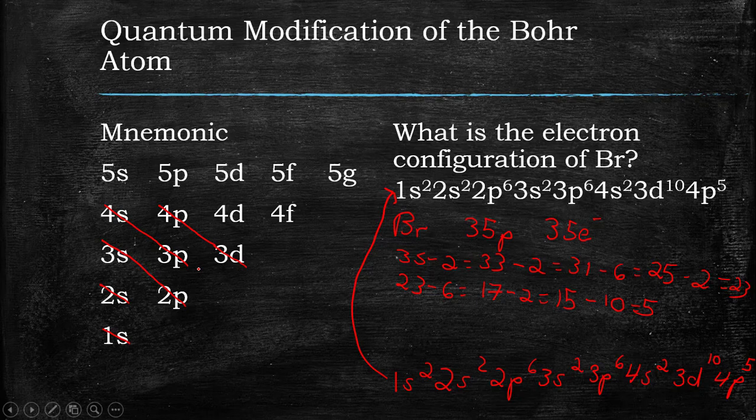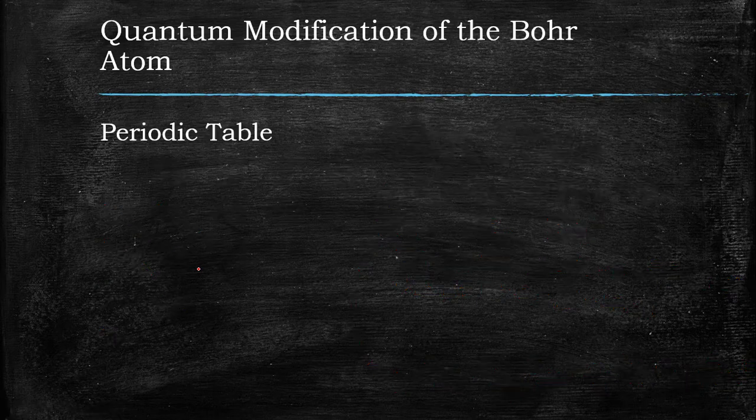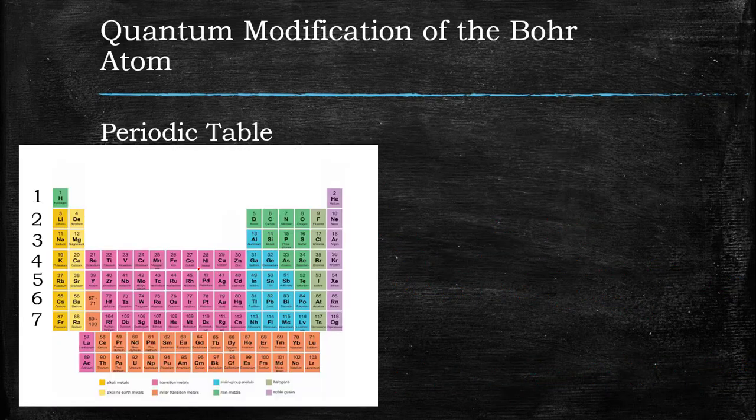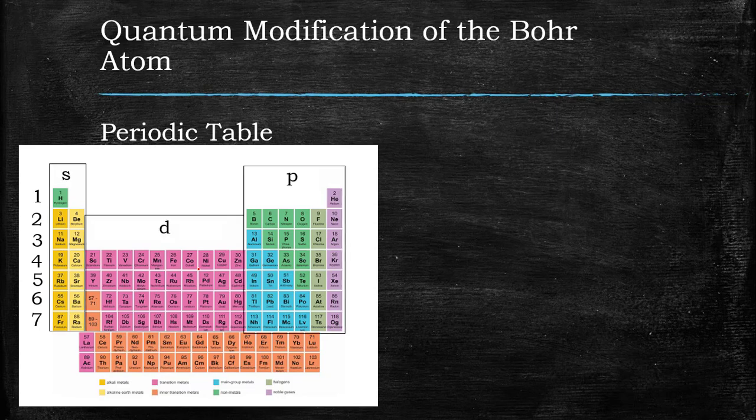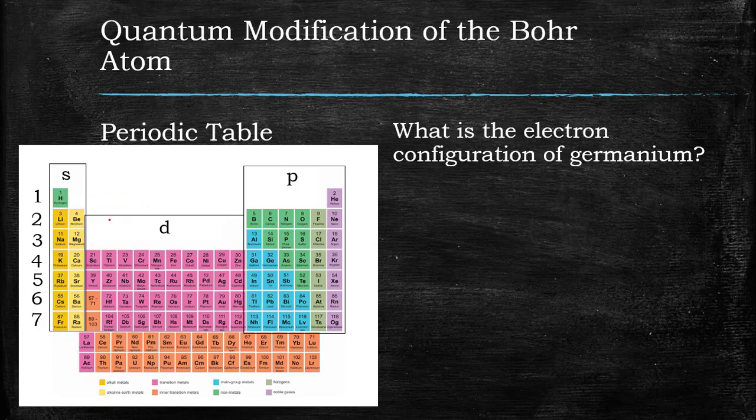Okay, there is another way to do this, and this is to utilize the periodic table. When you look at the shape of the periodic table, it can be broken down into 4 sections: the S block, the P block, the D block, and down here is the F block, but we're not going to worry about the F block. And we can fill these going across, and we can read off the configuration. So let's do this with an example.